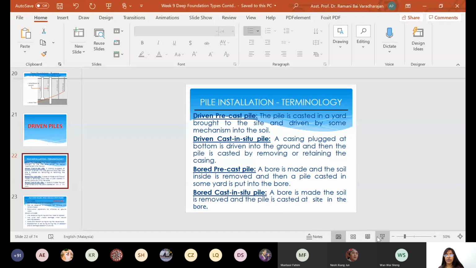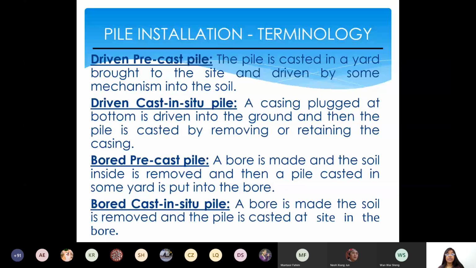Pile installation. First point. Driven precast piles. The pile is casted in a yard, brought to the site and driven by some mechanism into the soil. By some mechanism, we will see later. Thank you. We will see what mechanism is used to drive the pile into the ground. You already constructed it, but you are going to just drive it into the ground so that your deep foundation is completed. Next, driven cast in situ pile.